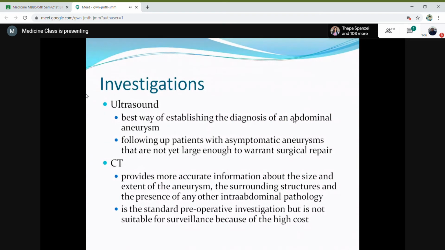The other investigation is CT thorax. It provides more accurate information about the size and extent of the aneurysm, the surrounding structures, and the presence of any other intra-abdominal pathology. So it is not only to see the size and extent of the aneurysm, but also to look for complications, invasion, and compression of other intra-abdominal structures. It is the standard preoperative investigation but is not suitable for surveillance. Because it is very costly, it is not used for surveillance, but it is generally done preoperatively.